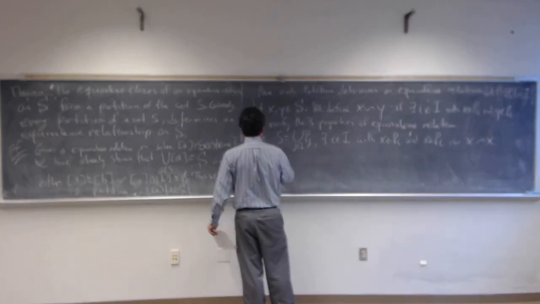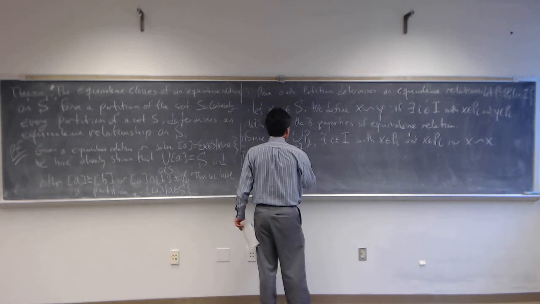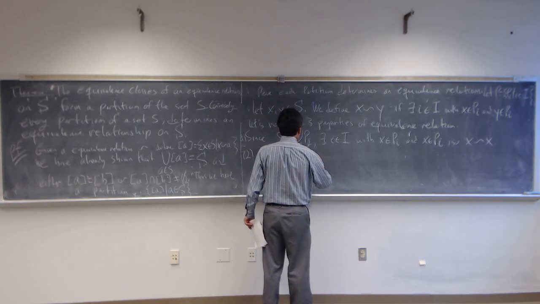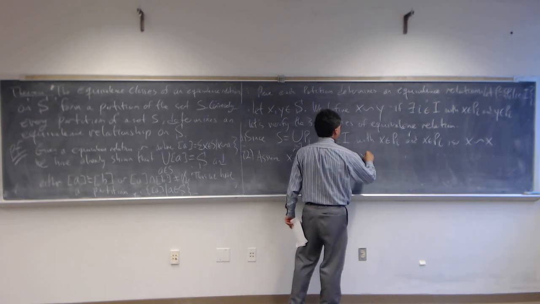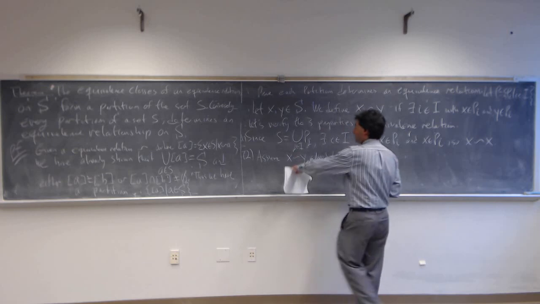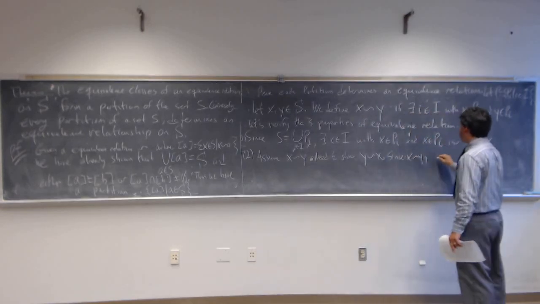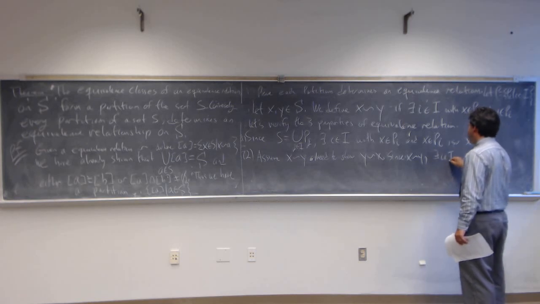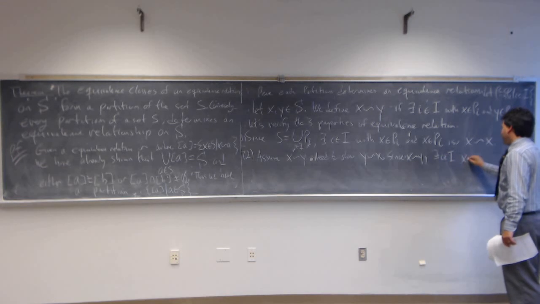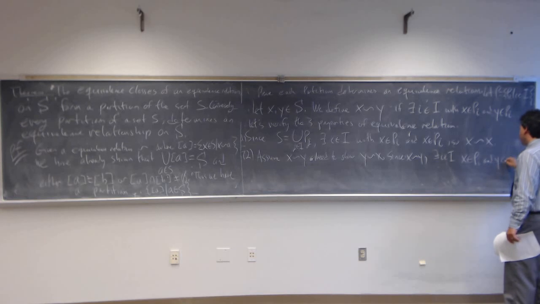Now let's show symmetry. Assume x is equivalent to y. We need to show y is equivalent to x. Well, let's look at it. Since x is equivalent to y, there exists some i in the index set with x an element of P_i and y an element of P_i.